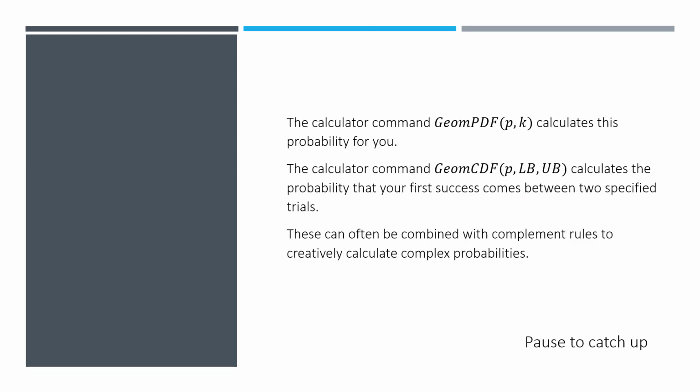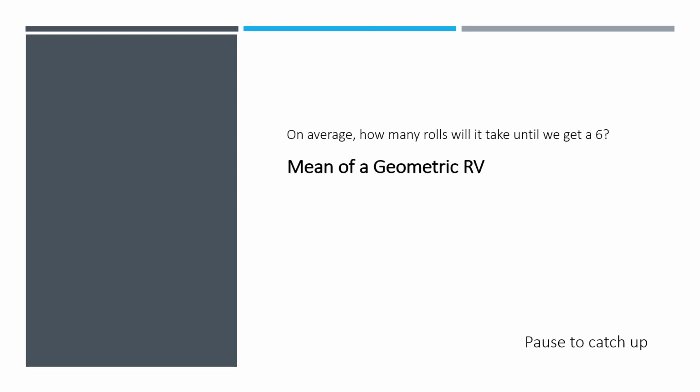Now naturally, geometric probabilities have their own geom PDF and geom CDF commands as well, where geom CDF is going to calculate the probability that your first success comes between 2 specified trials. These often can be combined with complement rules to creatively calculate complex probabilities that we will examine later in class. The final aspect to examine with geometric probabilities is calculating its mean, just like we did with the binomial distribution.